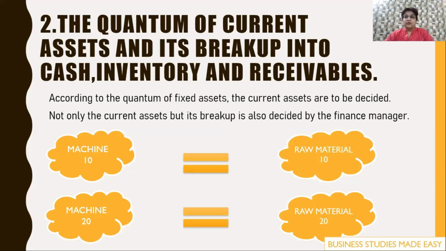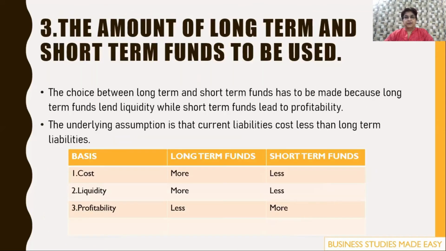Then obviously the raw material or the current asset that would be required would be for 20 machines. Suppose the fixed asset is 20 machines, but the current asset, that is raw material, is only for 10 machines. Now what happens in this situation? Some of the machines are lying idle and some of the workers are also waiting to get some work to do. So he has to balance the amount of current asset with the amount of fixed asset that he has already decided. And not only does he decide about the current asset, he also decides about its breakup.